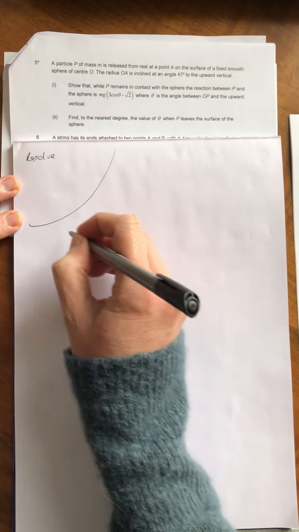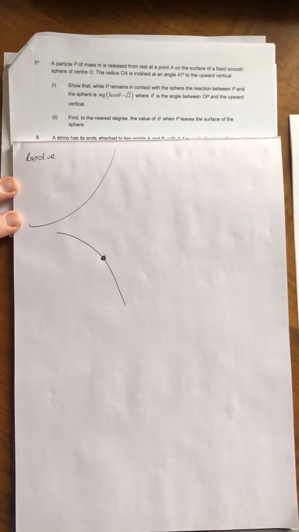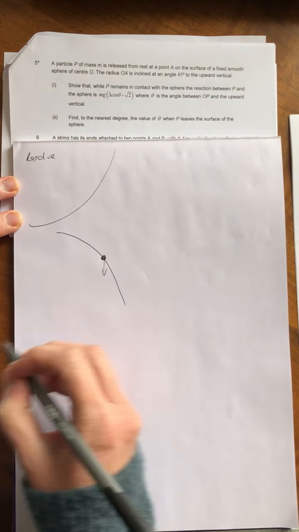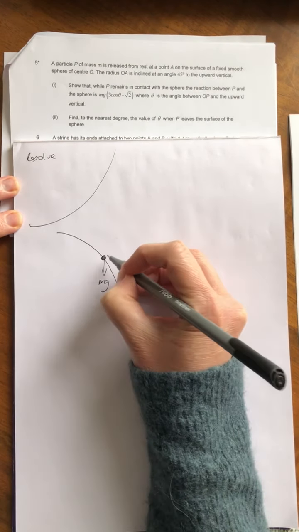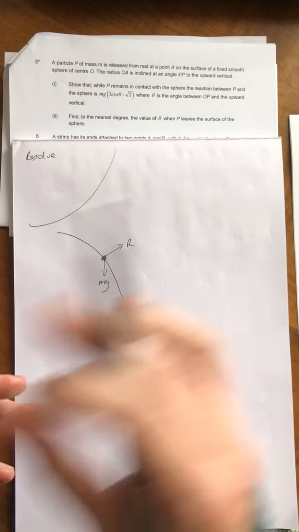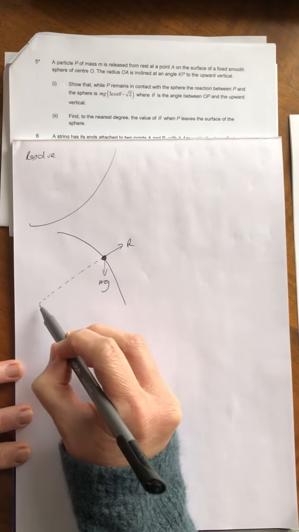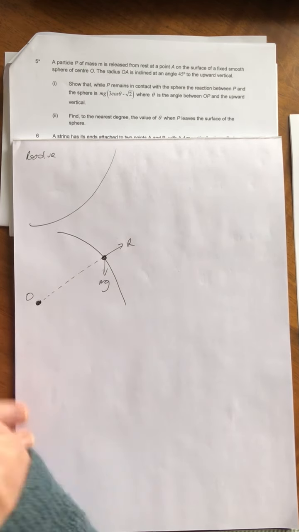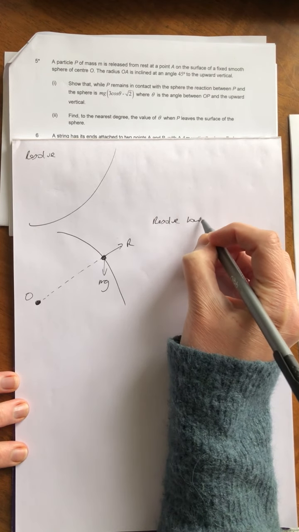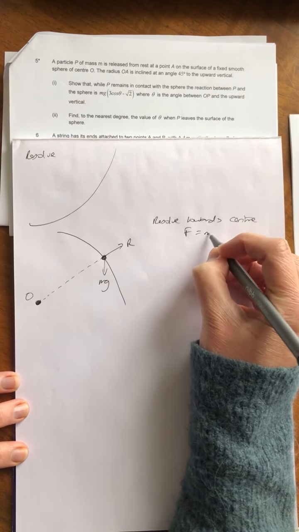My circle is here. There is my particle. I've got the weight coming down, and there I've got my force, which of course is going to be a reaction force. It is sitting on the surface, and that reaction force is in the same direction as the centre, so that is the centre O. I want to resolve towards the centre of the circle. I'm using F equals ma.